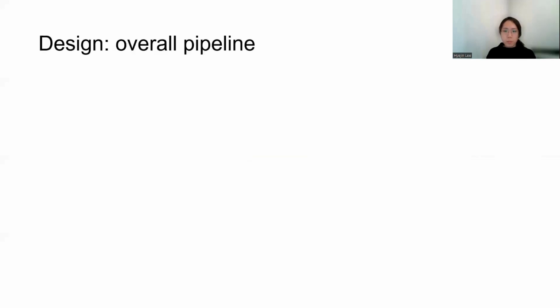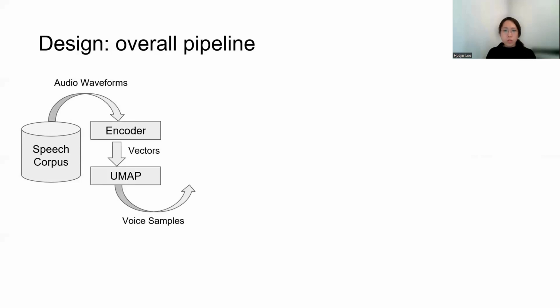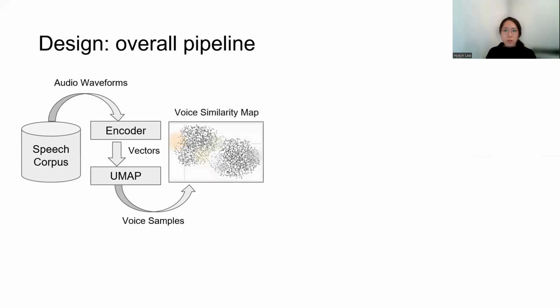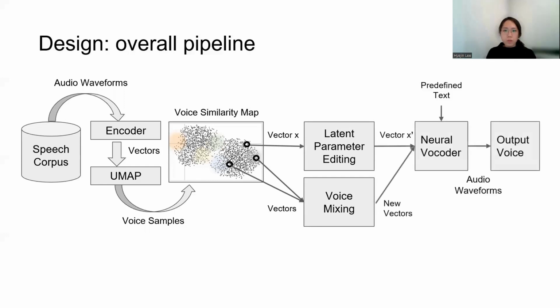First, we will introduce the overall pipeline of our system. We collected approximately 2,500 voice samples from a huge corpus, then used an encoder to vectorize the timbre of each speaker. We applied dimension reduction algorithm UMAP to the vectorized data and built the voice similarity map. On the map, users can select any voices that they perceive close to their target voice. Then by using either one of our two proposed techniques, they can customize the voice to converge towards an effective match for their target voice. The last component, neural vocoder, synthesizes new speech by combining the output voice's timbre and a predefined text input.